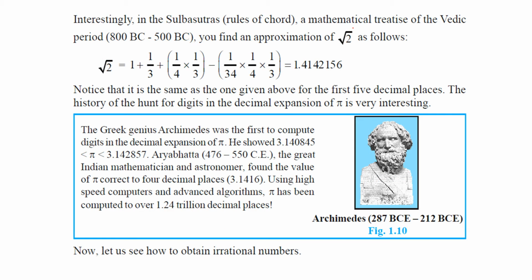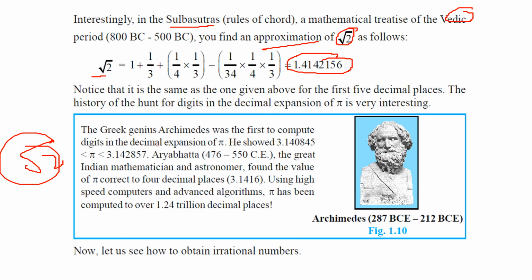See, root 2, some great mathematicians have tried to solve it also. Root 2 can be represented as 1 plus 1 by 3. So this was an approximation in the Vedic age. In the Sulba Sutras it was given. So they tried to put a number to it, right? This is very interesting, but let us consider root 2 always to be an irrational number.